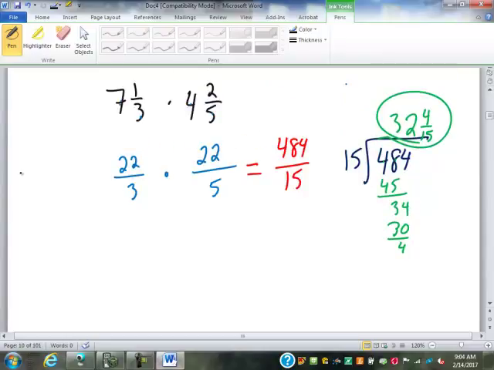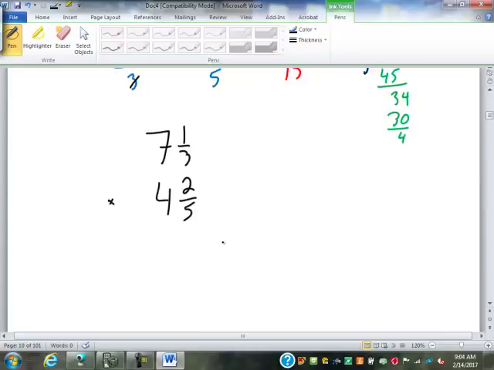Anybody want to see how to do that as mixed numbers, just for fun? At that point, where it was 22 thirds and 22 fifths, if something cross-canceled, we could have cross-canceled, but nothing did here.